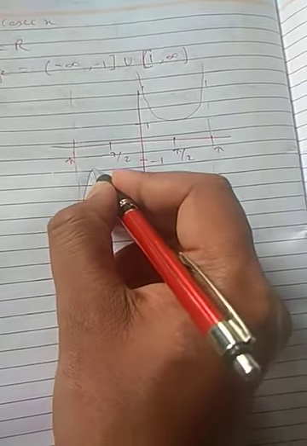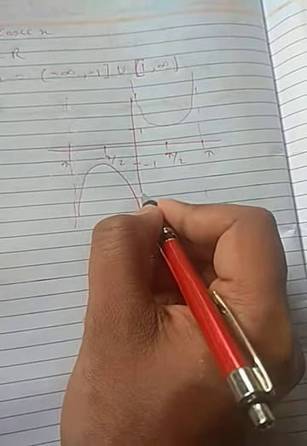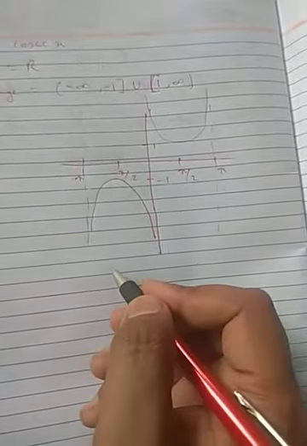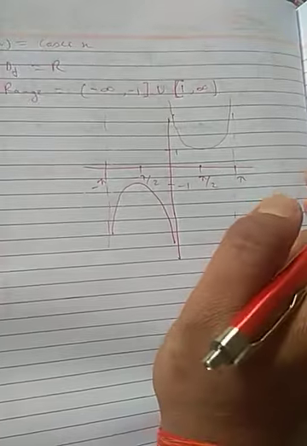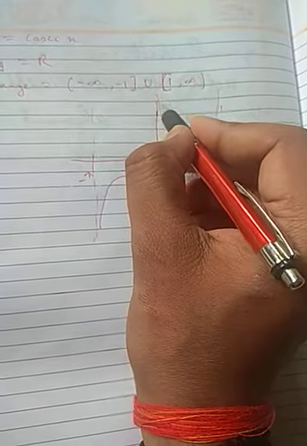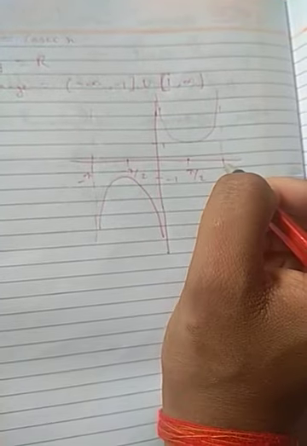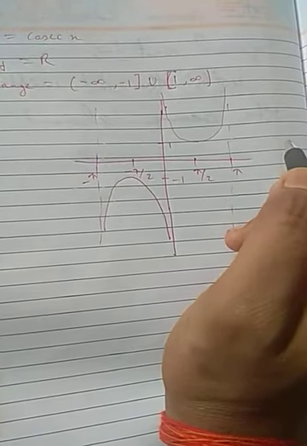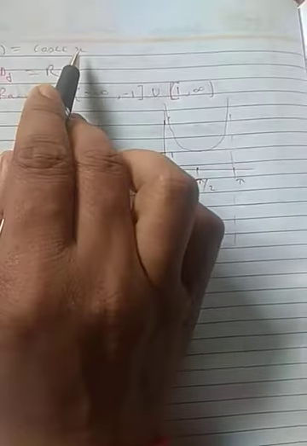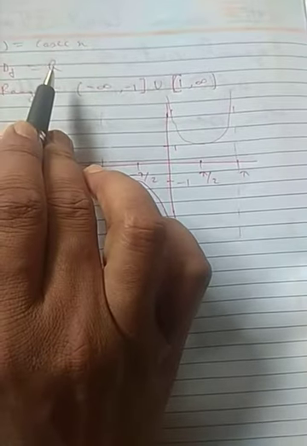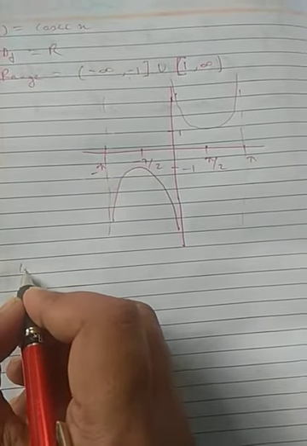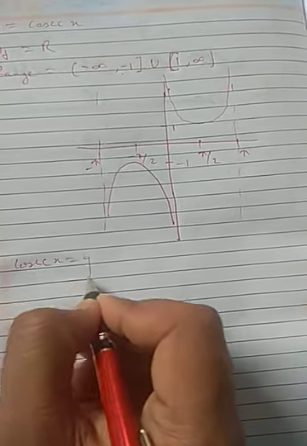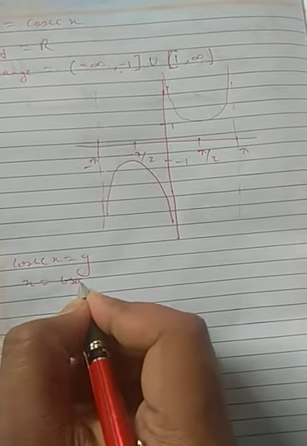The graph will move like this. It will never touch the 0 degree line, or the pi or minus pi line. Here also the graph seems to touch at 0 degree or pi degree, but it is not going to touch. So the function is cosec x, the domain of the function is R, the range is minus infinity to minus 1, union 1 to infinity.